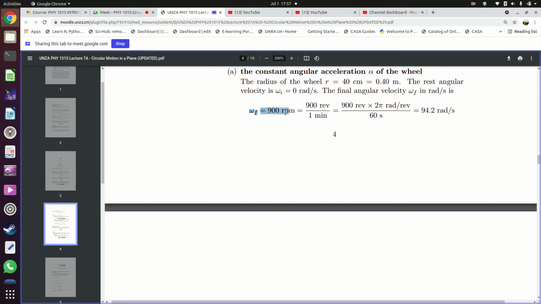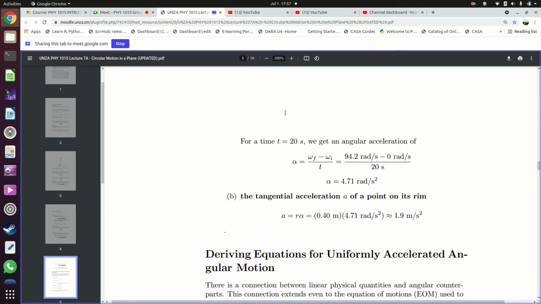And this whole thing happens in 20 seconds. So you can work out your average angular acceleration: omega f minus omega i divided by t. So this is going to be 94.2 radians per second minus 0 radians per second, divided by 20 seconds. You end up having 94.2 radians per second divided by 20 seconds. Alpha is equal to 4.7 radians per second squared.